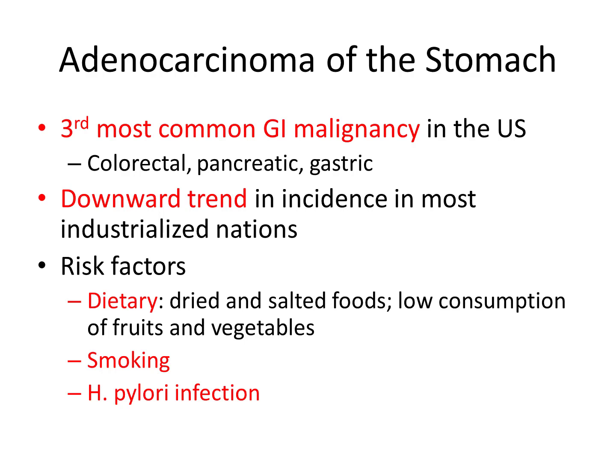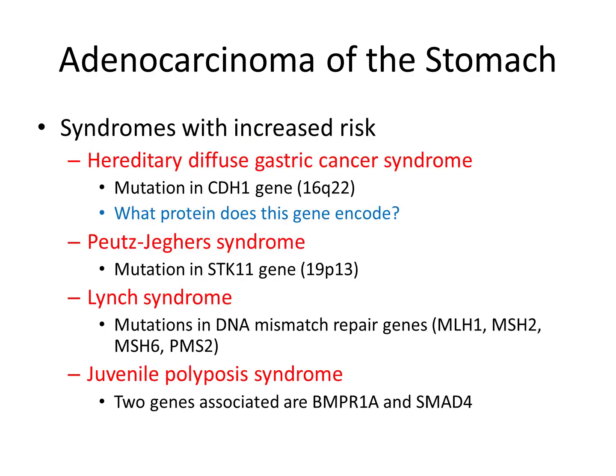Dietary factors play a role. Dried and salted foods increase risk, as does low consumption of fruits and vegetables. Other risk factors include cigarette smoking and Helicobacter pylori infection. There are genetic syndromes that increase risk for gastric cancer. These include hereditary diffuse gastric cancer syndrome, Peutz-Jeghers syndrome, Lynch syndrome, and juvenile polyposis syndrome.